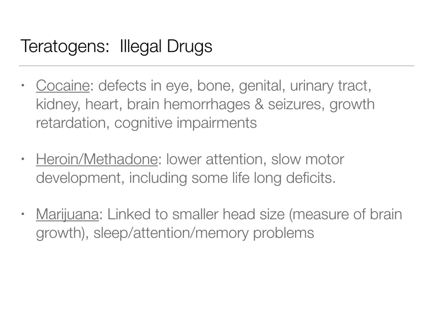Marijuana. We hear a lot about how marijuana is not as harmful as it was maybe once led to believe. However, it is still a teratogen. While it may not be harmful when you're not pregnant, it can still be harmful when you are pregnant. And it can also affect fathers before conception as well. Marijuana is linked to smaller head size, and that's really a problem because head size is really a measure of brain growth. So that really is of concern. We also see that these children can have sleep, attention, and memory problems.